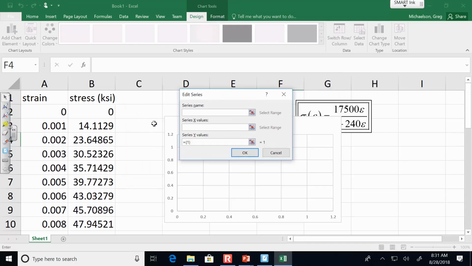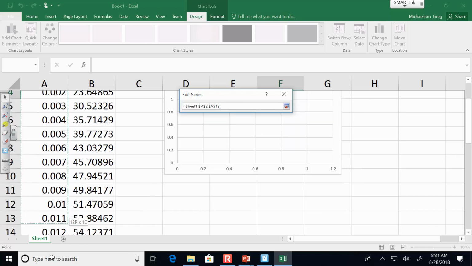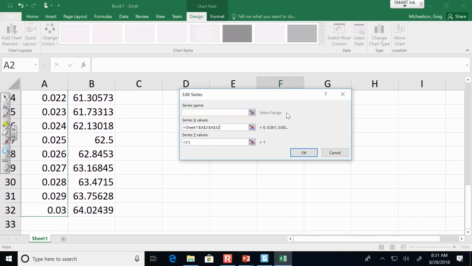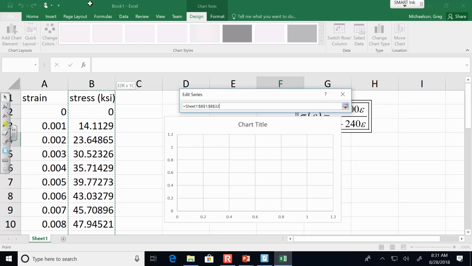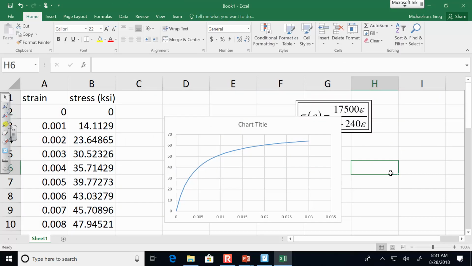Select data, and then we have to add some data to the chart. Now, when you plot this, strain goes on the x-axis, stress goes on the y. So when I click my x data, where it says series x values, click that button right there, and just highlight all of these. And then for the y data, highlight all of these. Okay. And you should get something that looks like this.